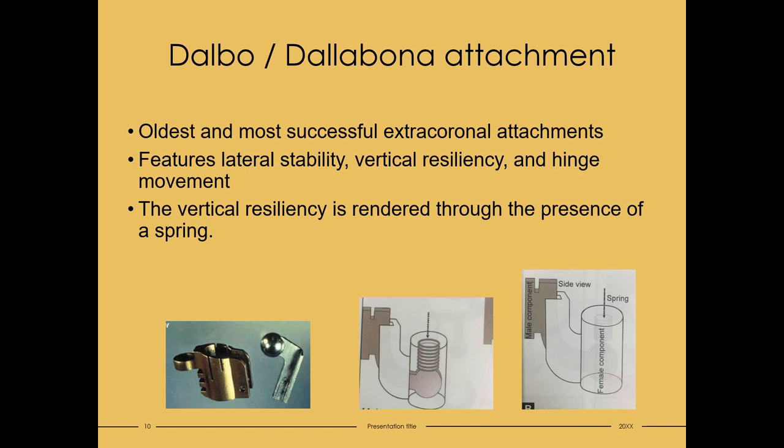The Dalbo or Della Bona attachment, which is one of the oldest, most successful and popular attachments, as it features lateral stability, vertical resiliency, and also hinge movement. Here, the male component is L-shaped with a terminal ball joint. So this is the male component, and the female component has a socket to receive this ball. Now, there are finger springs around the socket which modify the retention. So the vertical resiliency is rendered through the presence of these springs. Now this attachment is available in two sizes, long and short. Long ones are used in class 2 RPDs, short ones are used for class 1 RPDs.